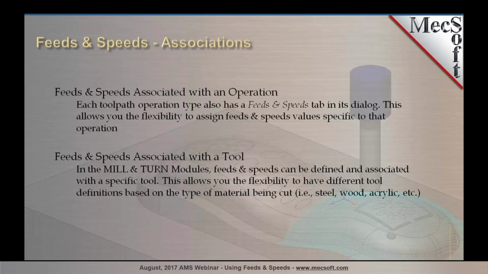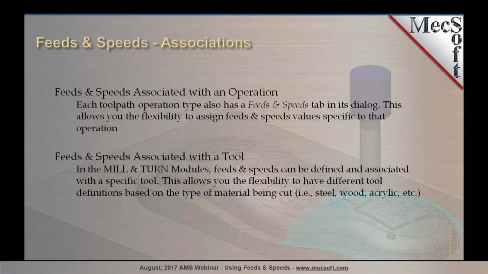In terms of feeds and speeds, they can be associated with either an operation or a tool. Now, each toolpath operation type has a feeds and speeds tab in the dialog. And this allows you the flexibility to design the feeds and speeds values which are specific to that operation. So that is how you would set feeds and speeds for a specific operation.